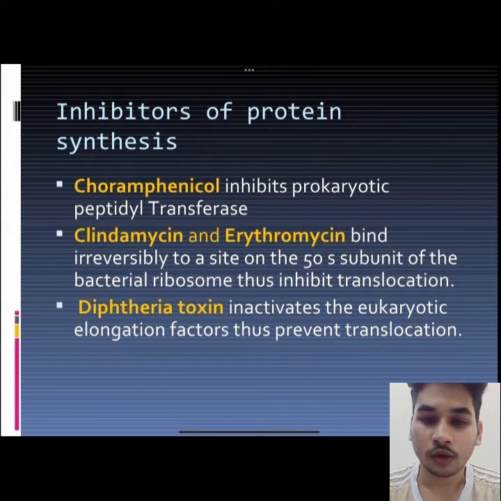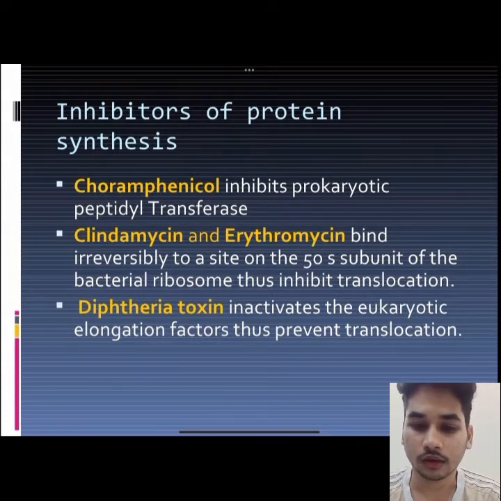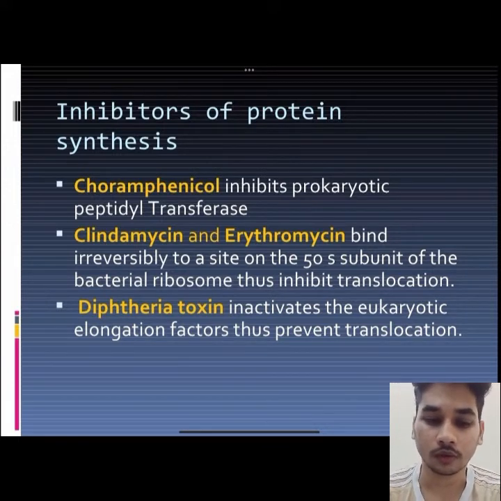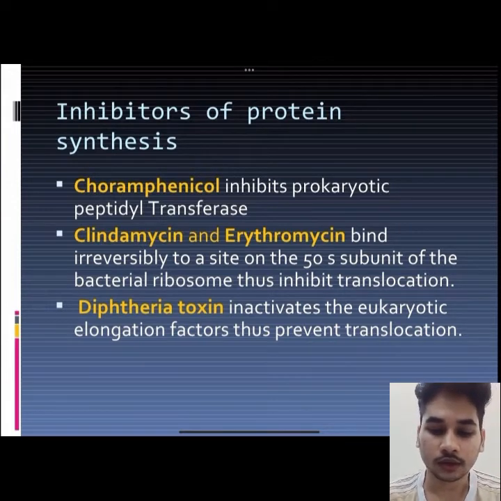Chloramphenicol inhibits prokaryotic peptidyl transferase. Clindamycin and erythromycin bind irreversibly to a site on the 50S subunit of the bacterial ribosome, thus inhibiting translocation. Diphtheria toxin inactivates the eukaryotic elongation factors, thus preventing translocation.